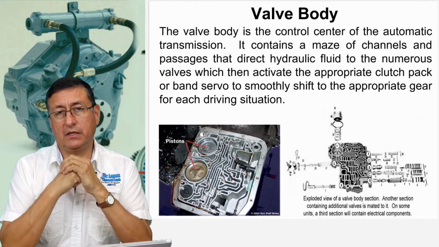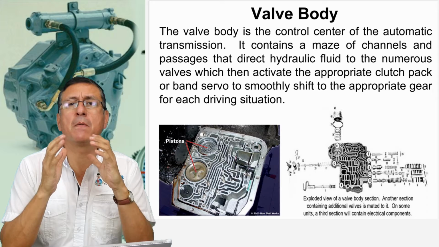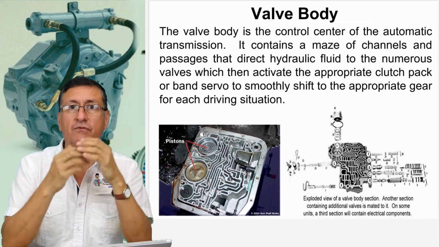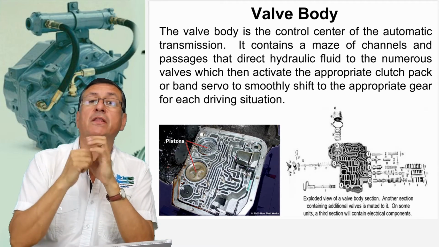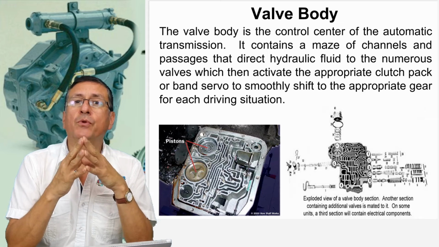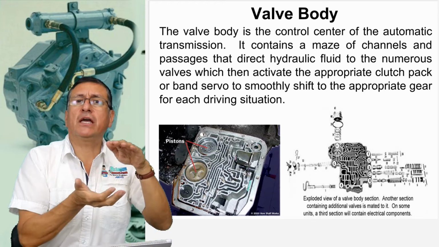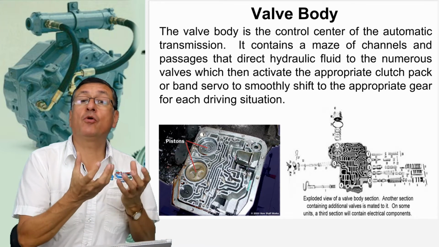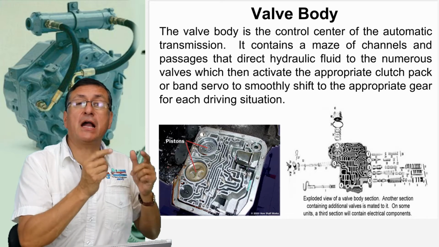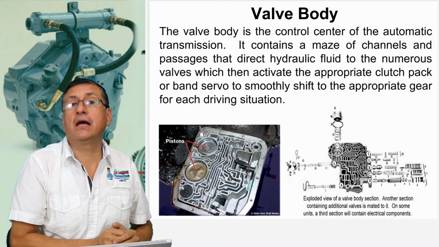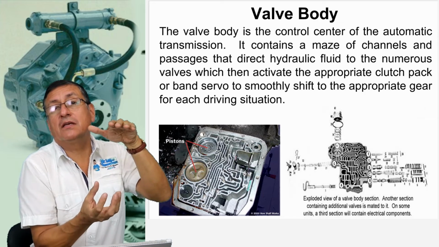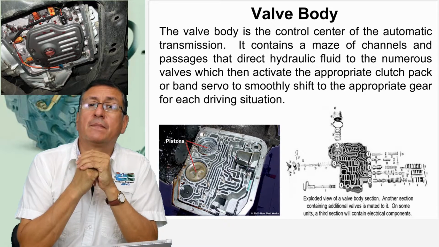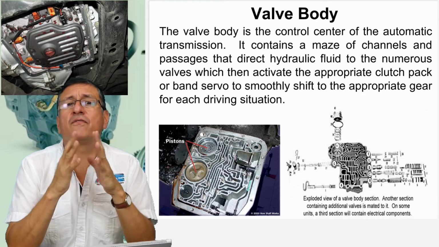Another vital component in the automatic transmission is the valve body. This is like the brain of the system. Yes, the valve body works together with the computer. The valve body is located at the bottom, practically submerged in the oil pan, and the computer is part of the bottom of the valve body. On the computer, normally the filter is inserted, like the picture that you have on the screen. The valve body is the control center of the automatic transmission.